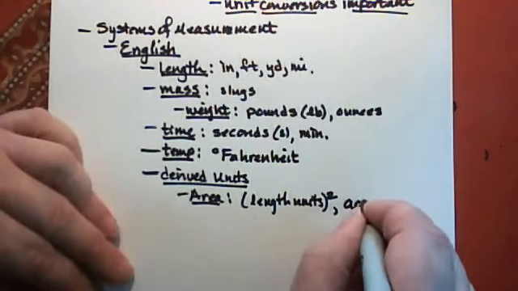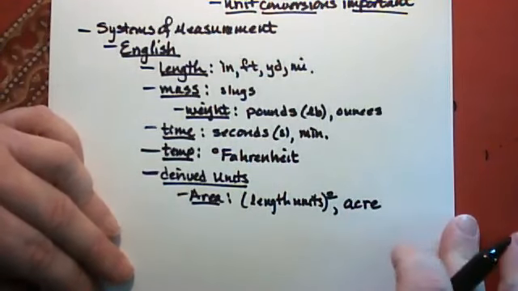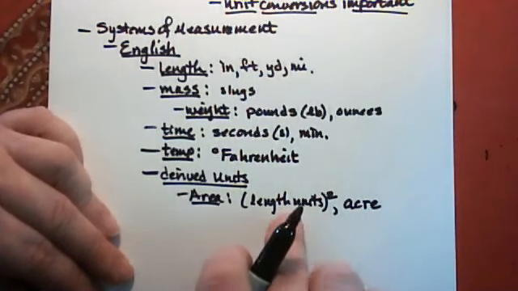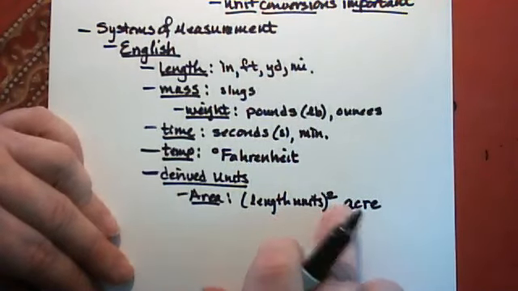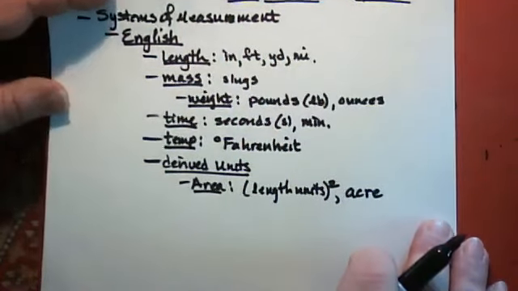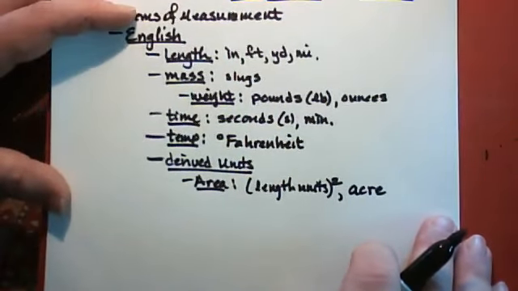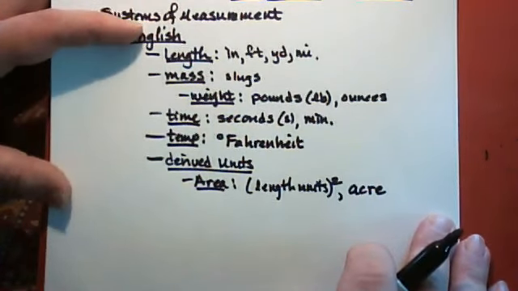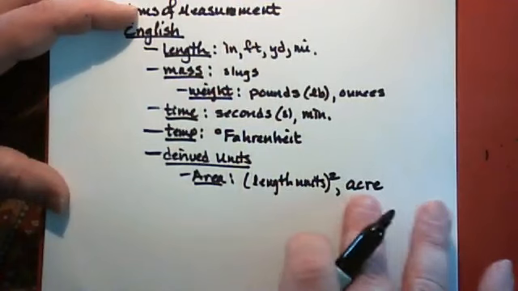There is a special unit in the English system for area, which doesn't explicitly take the form of length units to the second power, and that is acres. Acres corresponds to a certain number of square feet, and I forget what the exact number is because unlike the metric system, it's not a convenient number, but it is a unit of area.